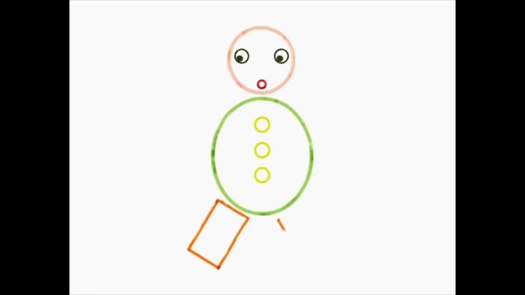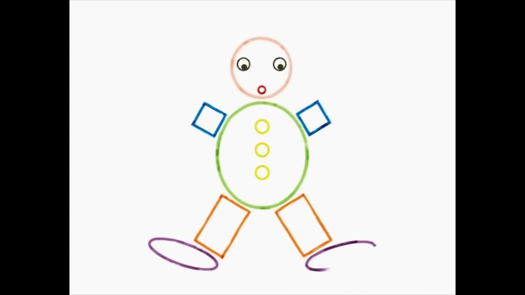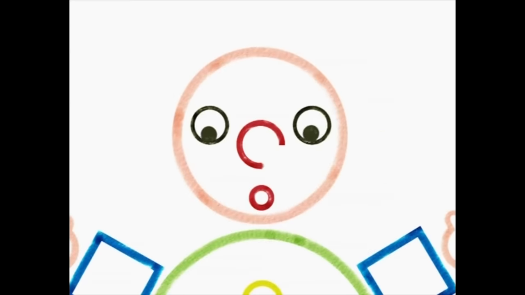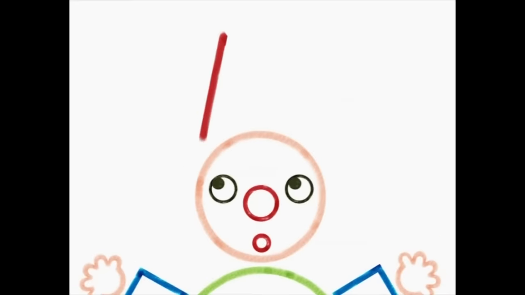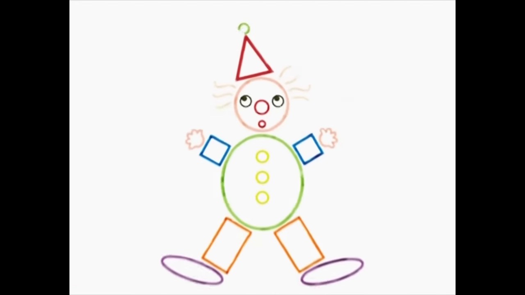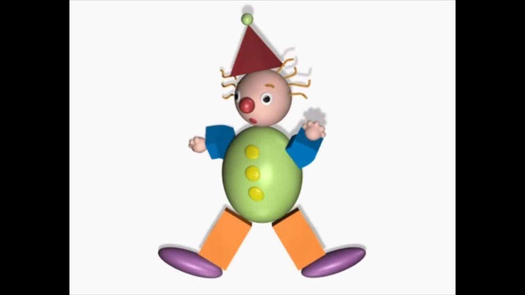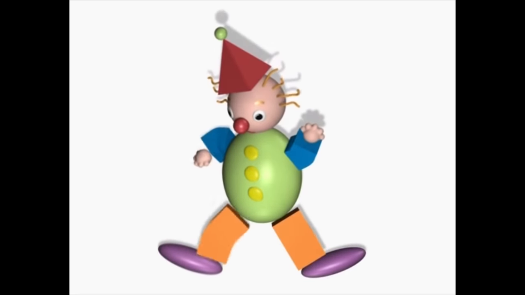Rectangles are good. They look like pants. And squares for arms. Square. Draw feet and hands. Another circle for a nose, a triangle for a hat. Now we're finished with his clothes. And look, he looks just like a clown.